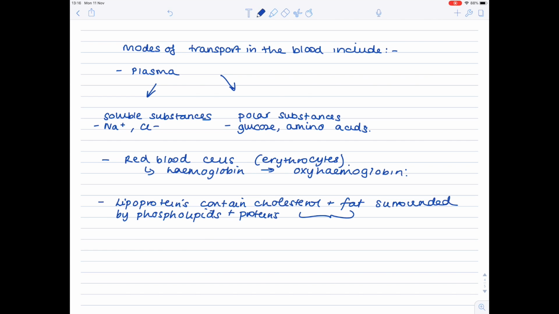And we're just making a quick note here that the cholesterol and the fat are nonpolar, hence they can't be carried within the plasma. So if we have a quick look at our summary, modes of transport in the blood include plasma. Make sure you can list that that's salts, glucose and amino acids, which are obviously polar substances. Red blood cells, which are nice and straightforward, they're used to transport oxygen. And I really should write that here, just to really point it out. And then lastly, lipoproteins are used to contain cholesterol and fat, and that's because they are nonpolar.